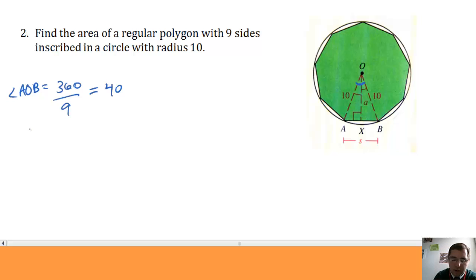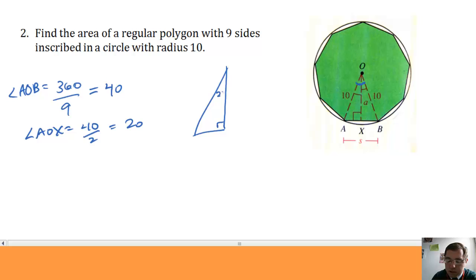That means angle AOX is 40 over 2. It's half of that, so 20. And I end up with a triangle like this, 20 degrees there. It's a right triangle, so that means this has to be 70 degrees down here. I've got 10 on the hypotenuse, and I want to know A, and let's call that X, where X is half of S, the side length. So I've just redrawn this triangle over here.